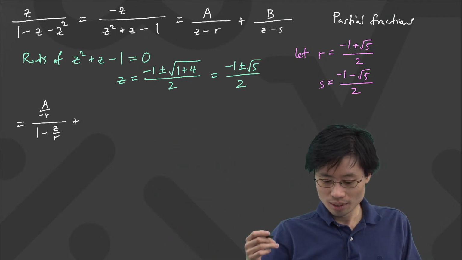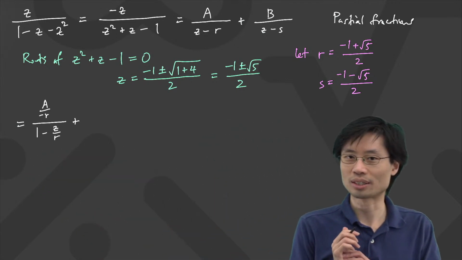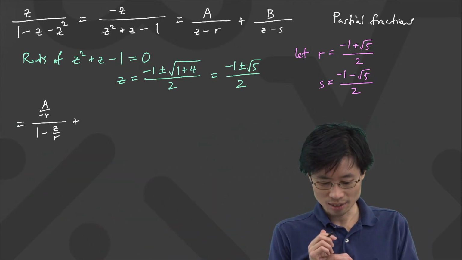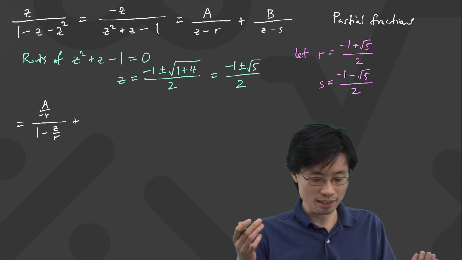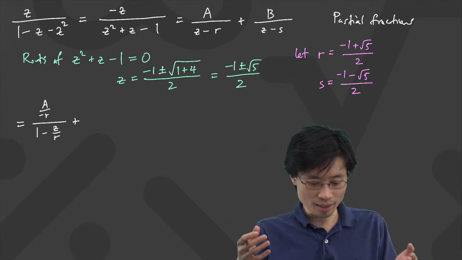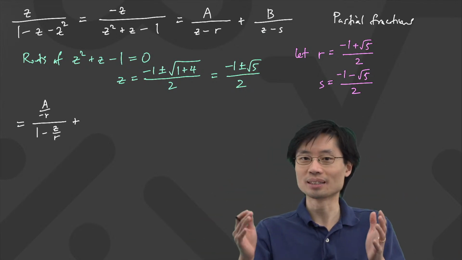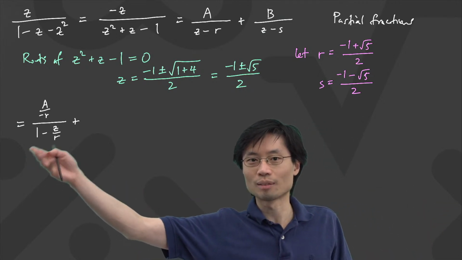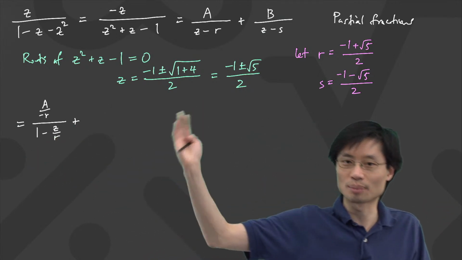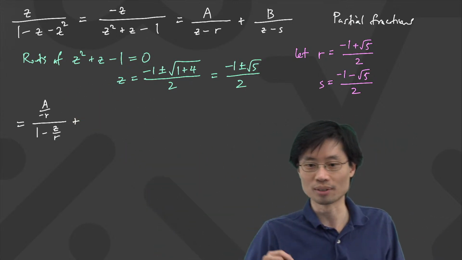But it's nice because the bottom is going to look like some geometric series thing. Because the geometric series means I'm just going to take 1 plus z over r plus the square of z over r. You know what I mean? This is the formula for an infinite geometric series. It's 1 plus that ratio plus the ratio squared plus the ratio cubed and so on, of course multiplied by the thing on top, in front.